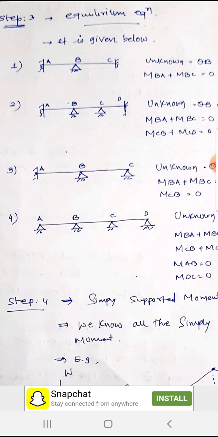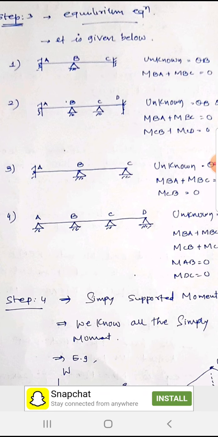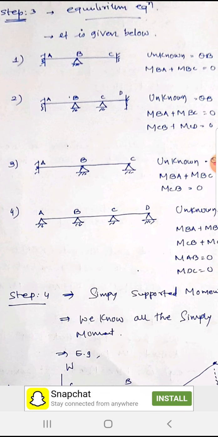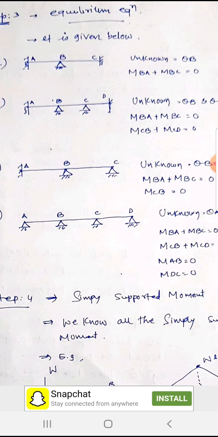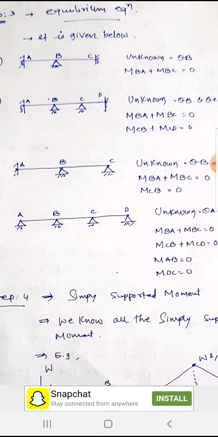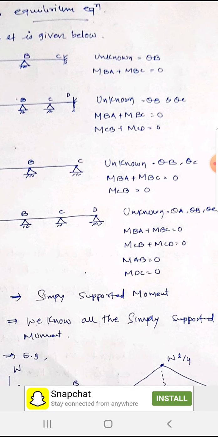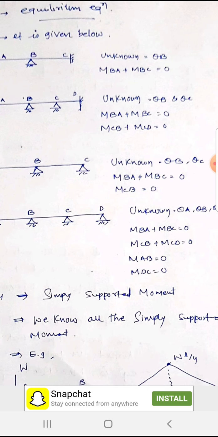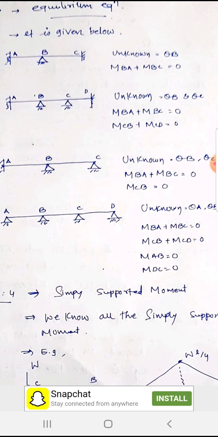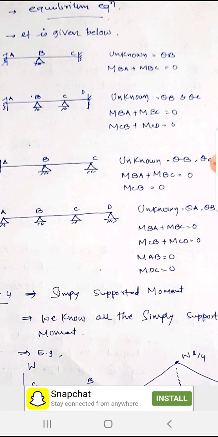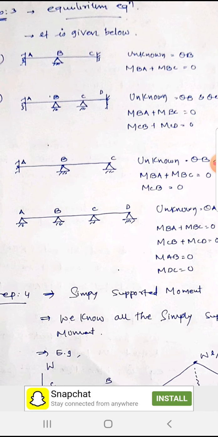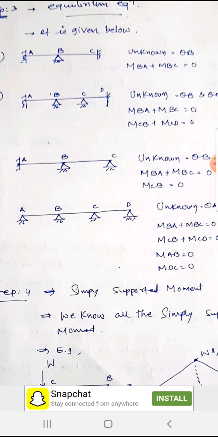Let's understand this. Number 3, this is again a two span continuous beam A, B, C. Support A is fixed, meaning theta A is equal to 0, but here support B and support C both are hinged. That means theta B and theta C both are unknown. So how can we get that? Moment from B to A plus moment from B to C is equal to 0, and moment from C to B is also 0 because both are simple supports.